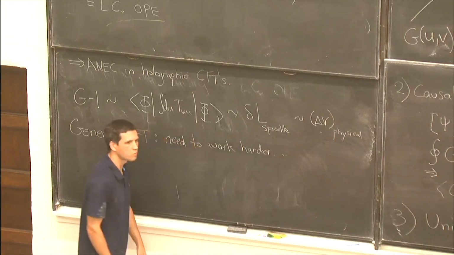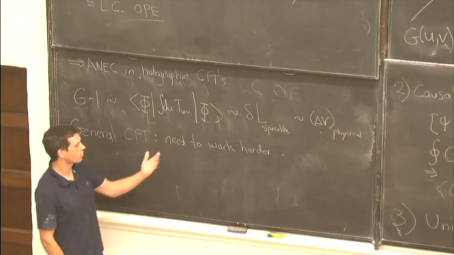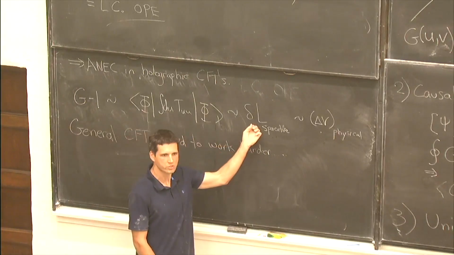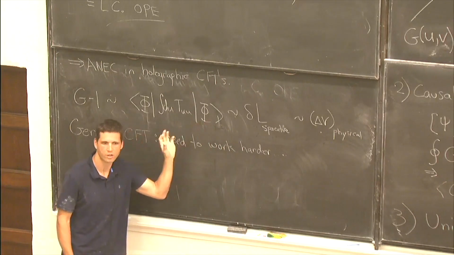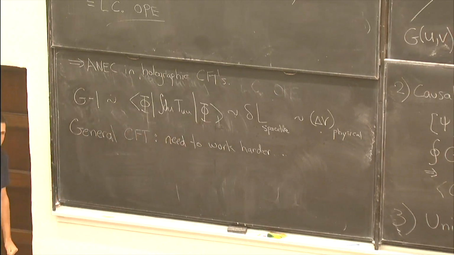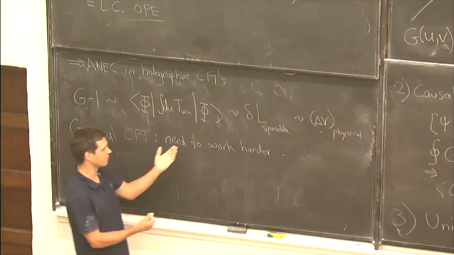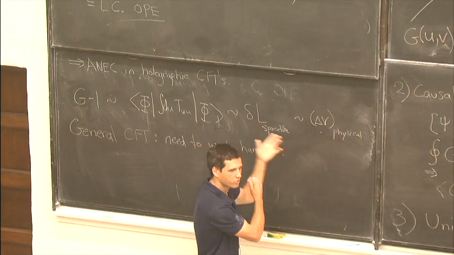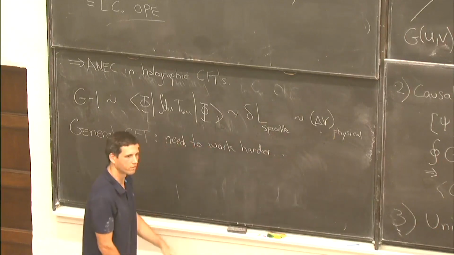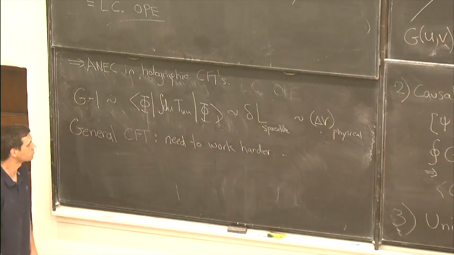So in the general case, we need to work harder to show that these sorts of corrections that appeared in the correlation function actually have to come with a certain sign. And that's where the sum rule comes in. It's a way of turning this intuition about physical signals into a theorem about conformal correlators.